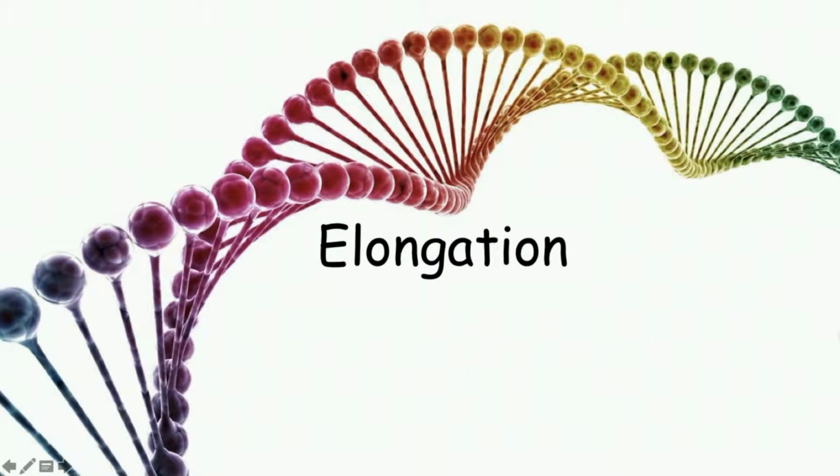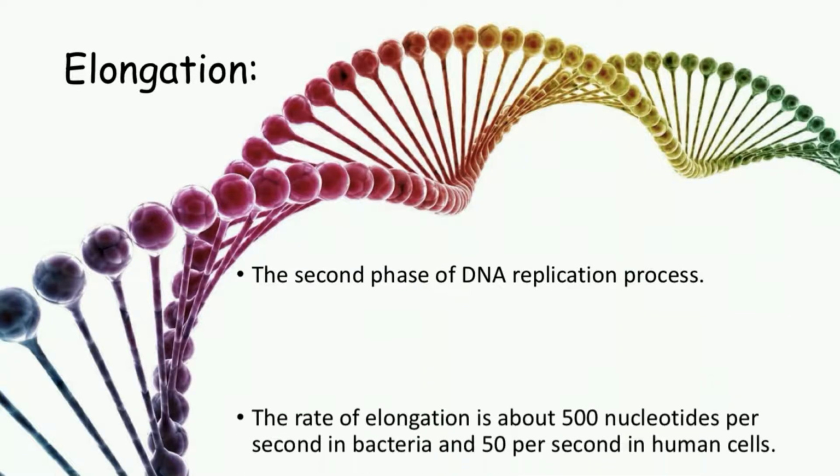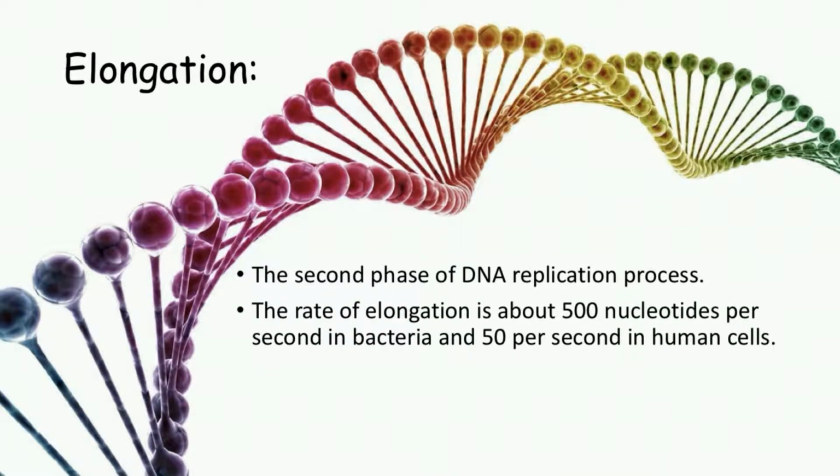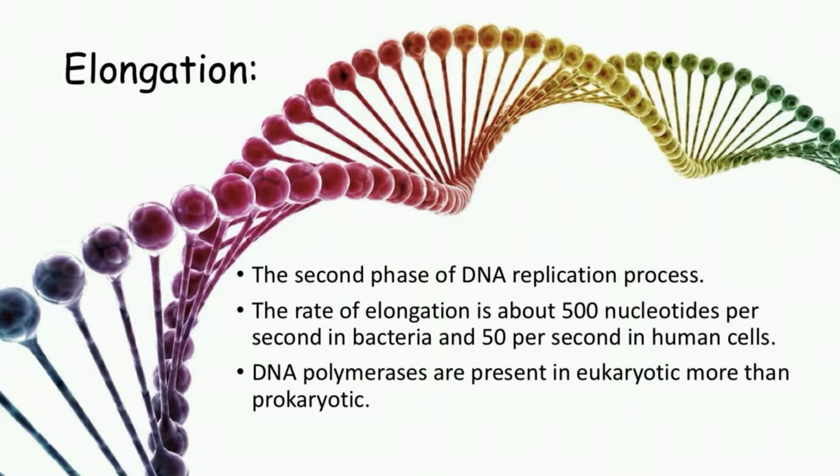So in this part we are going to talk about elongation. Elongation is the second phase of the DNA replication process. The rate of elongation is about 500 nucleotides per second in bacteria, whereas in eukaryotic cells it's 50 per second. DNA polymerases are present in eukaryotic more than prokaryotic cells.